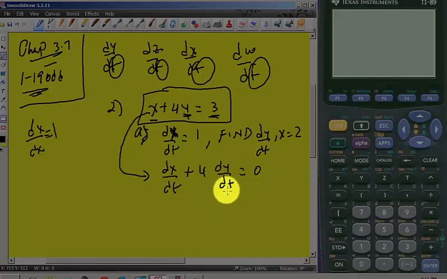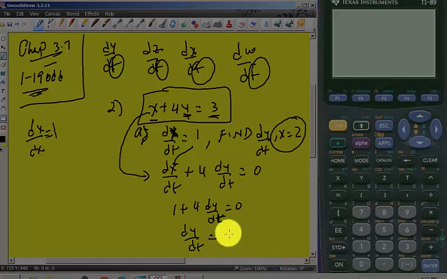Now I put in all the information I'm given. I'm given 1 for that, plus 4 times dy/dt is equal to 0. I didn't really need 2. That's okay. Sometimes you have some information that you don't need to use. So we're solving for dy/dt. My dy/dt is going to be negative 1 divided by 4. And that is it. That is all you do. So that's an easy one.